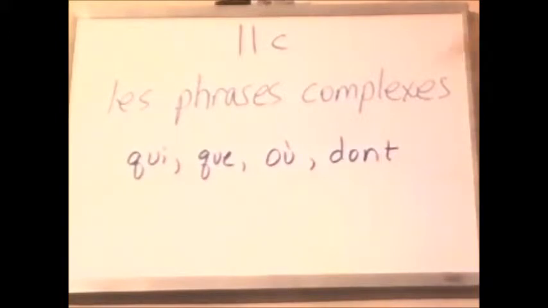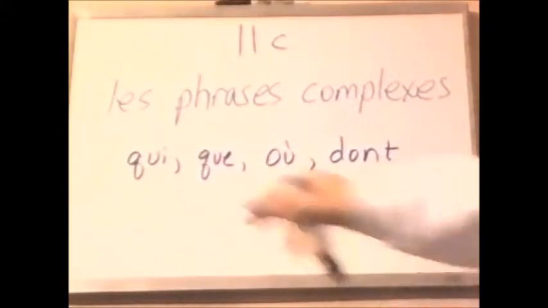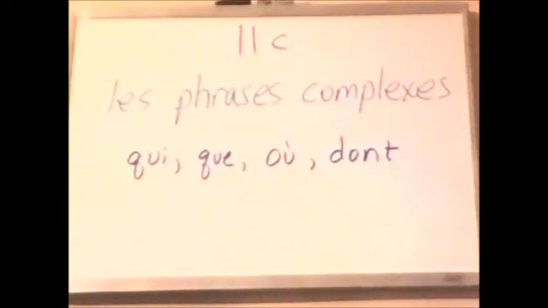If you remember, qui can be used as a subject, but it can also be talking about a person. It's the subject of the second clause. Que can also be translated as that, and it is the object of the second clause.